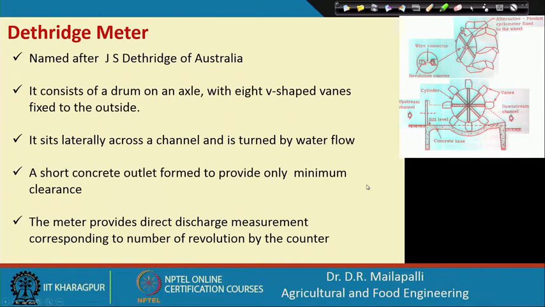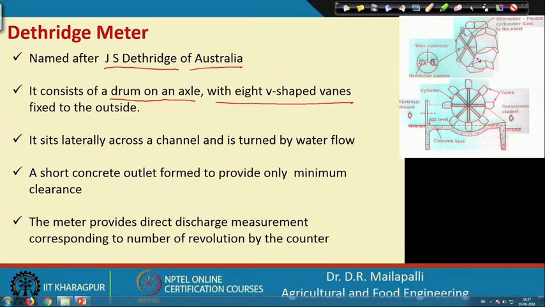There is a Deflection meter. This is an open channel measuring device, named after J.S. Deflection of Australia. Basically it consists of a drum which is mounted on an axle with 8 V shaped vanes. If you see, these are all V shaped vanes. This is a drum which is rotated on an axle.